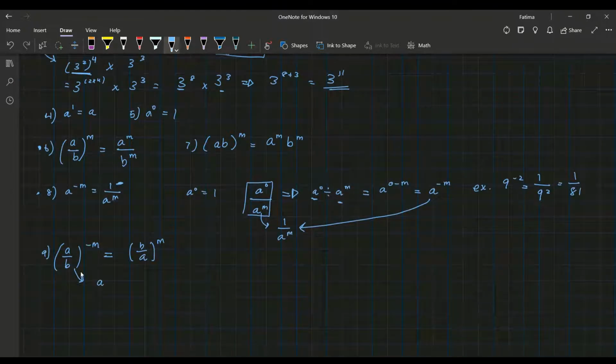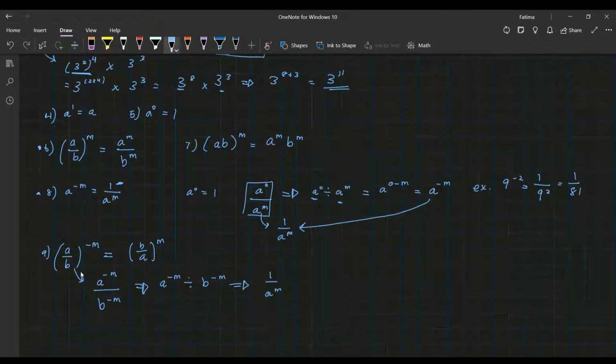I would basically be getting a to the power minus m upon b to the power minus m. So that's essentially a to the power minus m divided by b to the power minus m. Now if I applied rule number 8 to both of these, that's 1 upon a to the power m divided by 1 upon b to the power m.